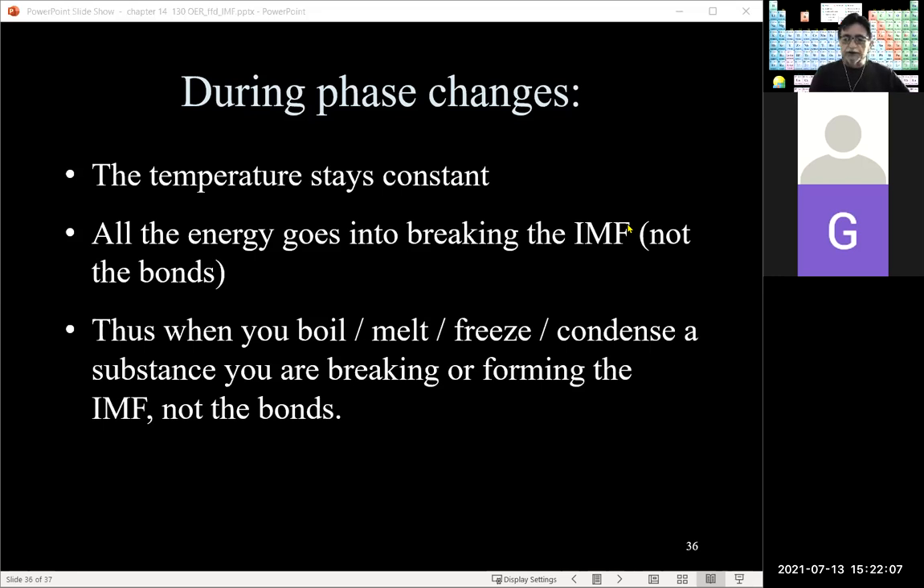So basically, in a nutshell, during the phase changes, the temperature remains constant. All of the energy goes into breaking up the IMF interactions. It's not breaking up any bonds. There's not that much energy. You know, the bond energy is up here. The IMF forces are like below my floor level. Okay, there's a big difference in the energy requirements. All right, so we're just breaking up the interactions. You're not breaking bonds. Remember that.